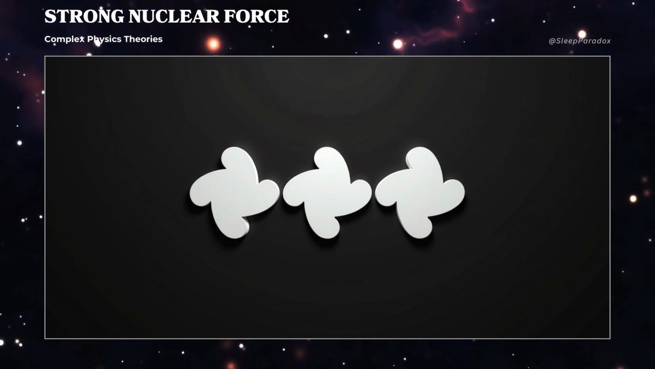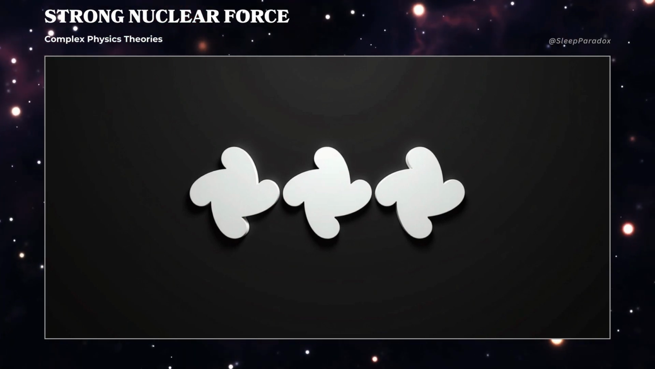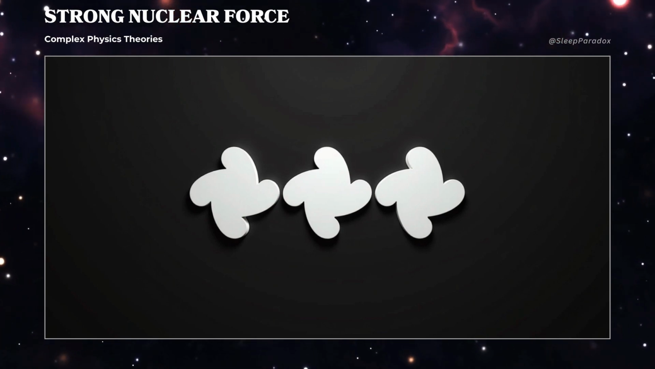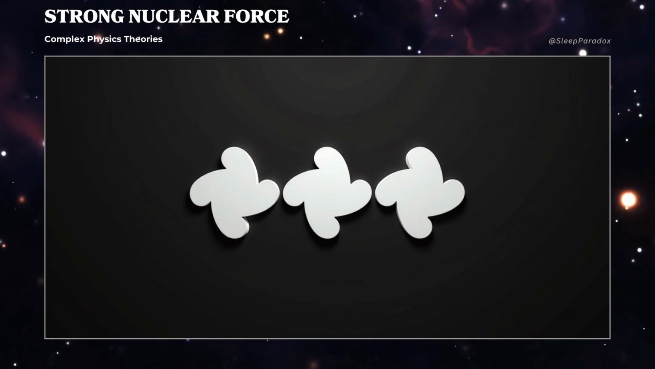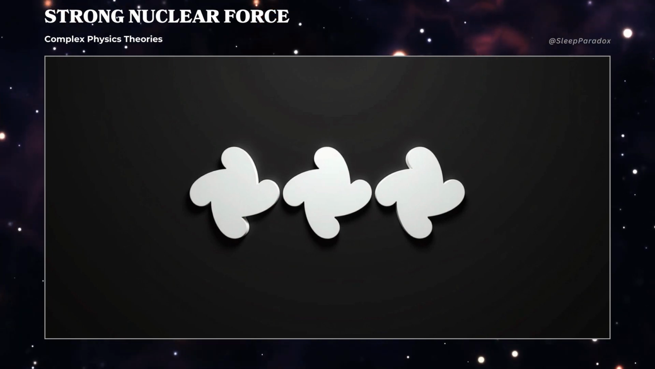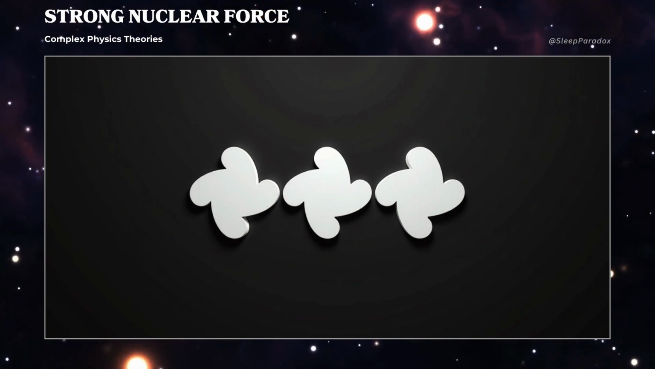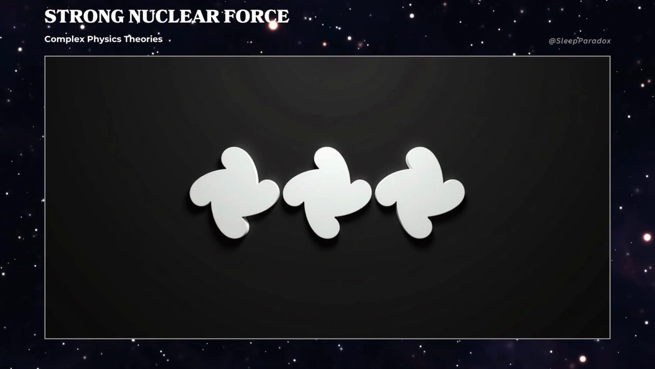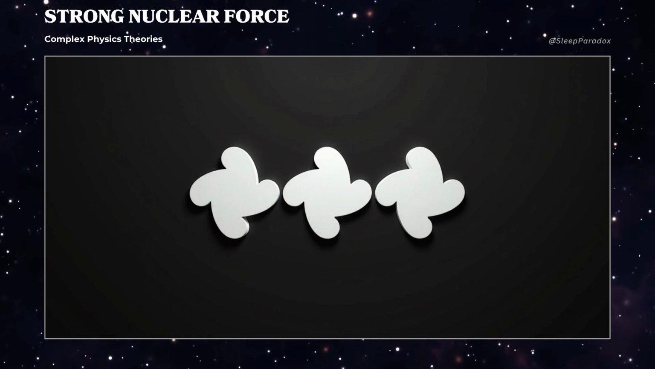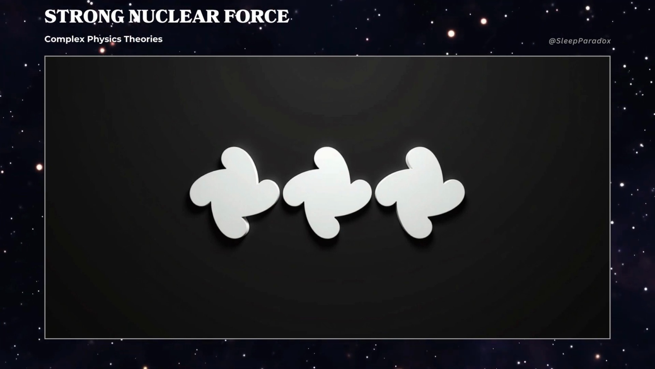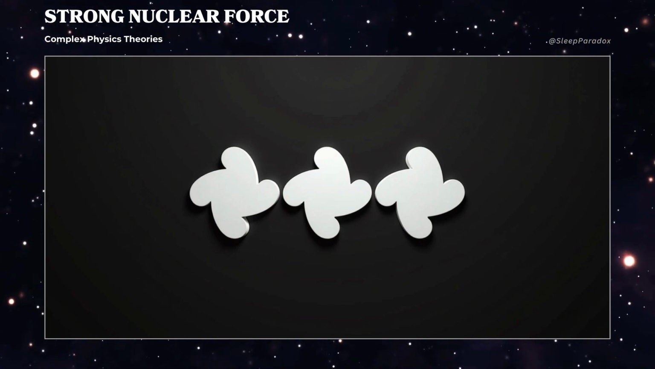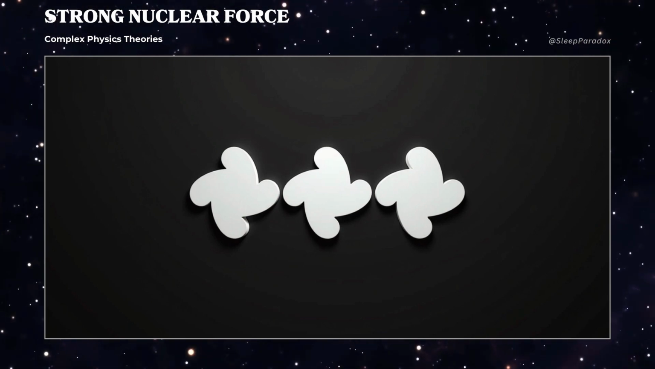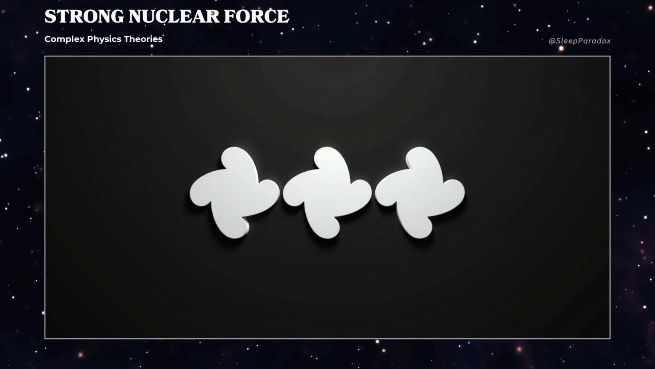Imagine trying to pull apart a tightly stretched rubber band. The more you pull, the greater the force it exerts to snap back together. The strong nuclear force operates similarly. It becomes stronger as quarks move further apart, preventing them from being isolated. This characteristic is known as confinement, and it explains why quarks are never found alone in nature. They are always confined within larger particles like protons and neutrons.